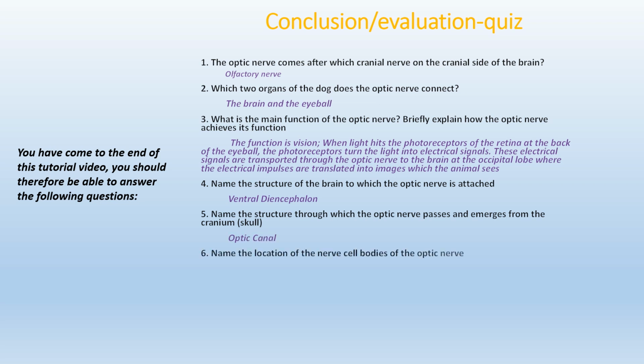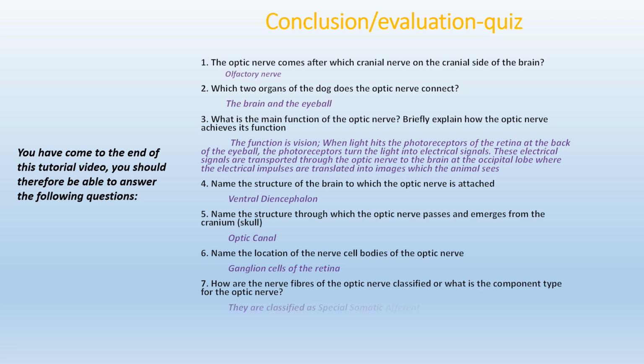Then the sixth question is name the location of the nerve cell bodies of the optic nerve, and the answer is the ganglion cells of the retina. And finally, how are the nerve fibers of the optic nerve classified, or what is the component type for the optic nerve? So this is the SSA, or they are classified as the special somatic afferent, and the SSA are just generally the afferent fibers that carry information from the special sense organs such as the eyeball and the ear.